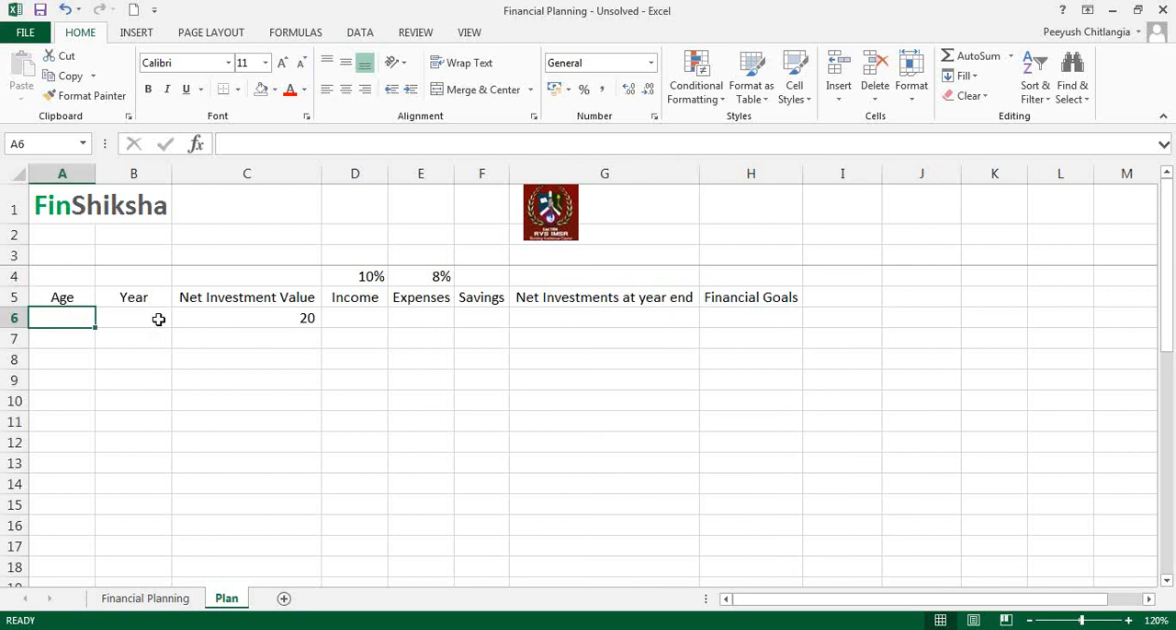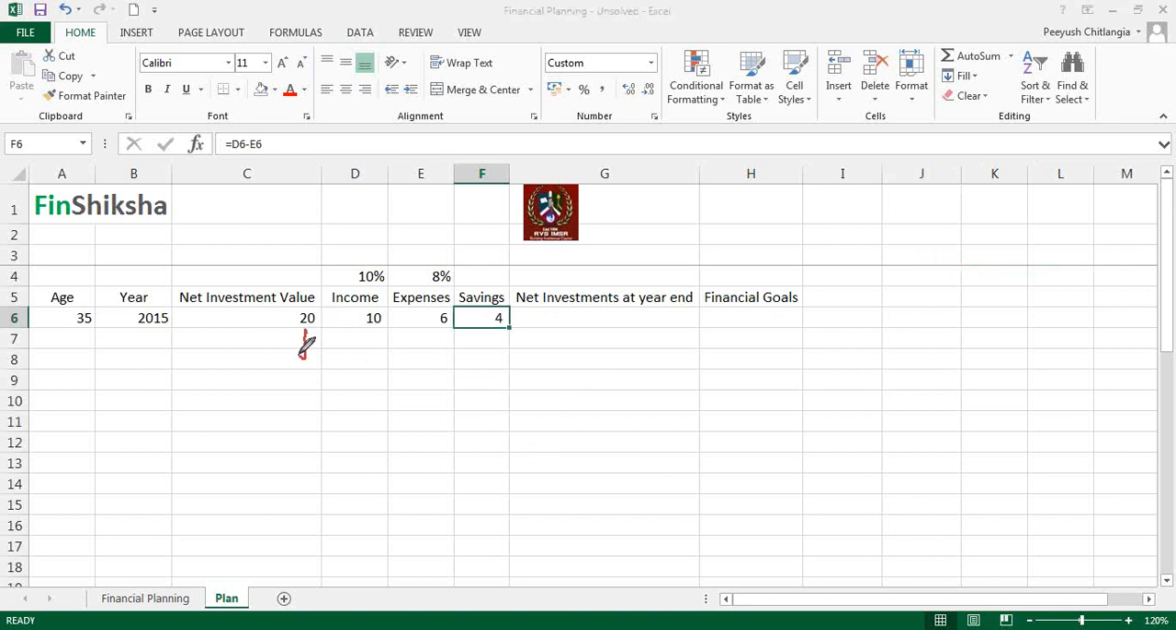So now let's try and put in the numbers. 35 is the age, 2015 is the current time frame, income is 10, expenses are 6, right? How do you get 6? 50,000 into 12. So that's the expenses that we get. What is the savings number? 10 minus 6. Let's assume savings happen at the end of the year, right? So this 4 lakhs gets saved at the end of the year, which means what is the saving that you have, the net investments at the end of the year?